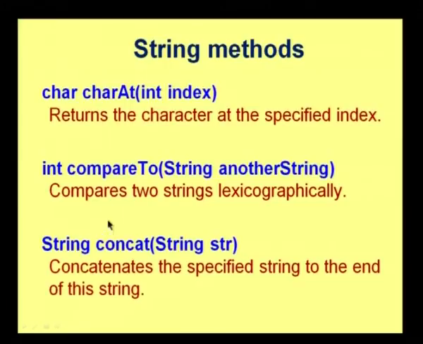Here we will look into a few methods of the string. charAt means that in a particular string, the character at that particular index will be returned. Here I am trying to compare one string with the other string and it gives an integer as a return. For example, I have str1 and I give str1 dot compareTo another string. Based on the comparison, an integer value will be given as a result. Here I will try to concat one string with the other string.